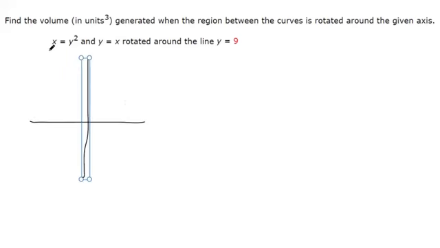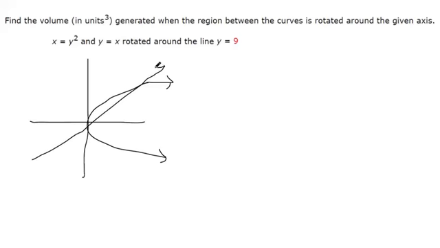So we get x equals y squared. You can plug in a number for y and see what it spits out for x. You should see a graph like this, because if you plug in x equals 1, then y could be positive or negative 1. And then we get the line y equals x, which should look something like this. So this would be the region between them.